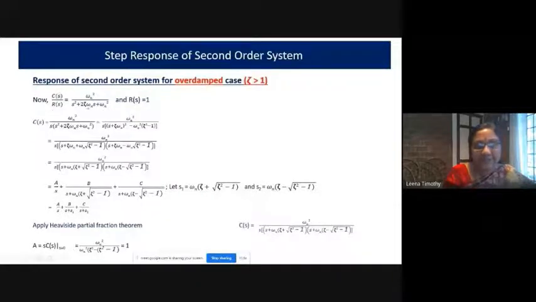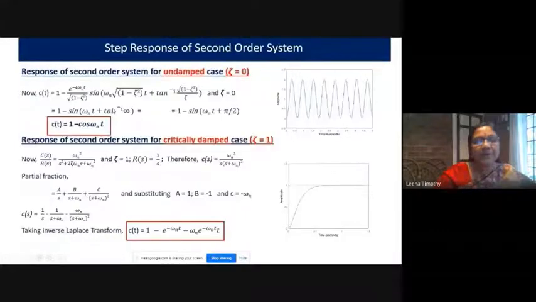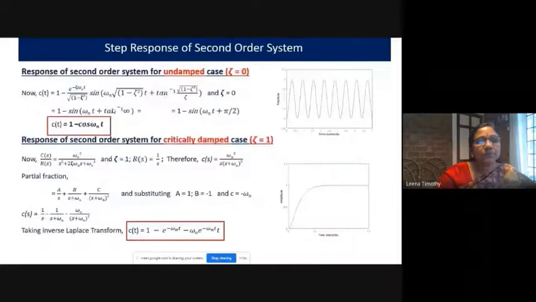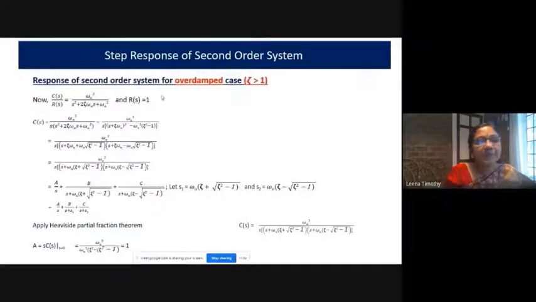So this is the expression for the transfer function of a second order system, the standard form of the transfer function of a second order system. Learn this by heart: C of s by R of s is equal to omega n square divided by s square plus 2 theta omega n s plus omega n square. R of s is equal to 1.